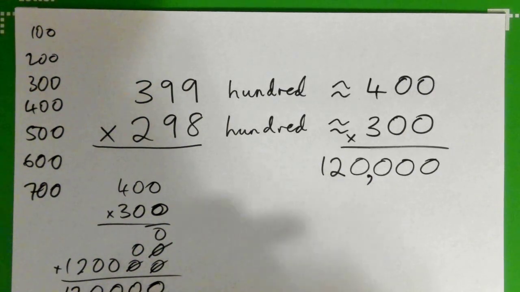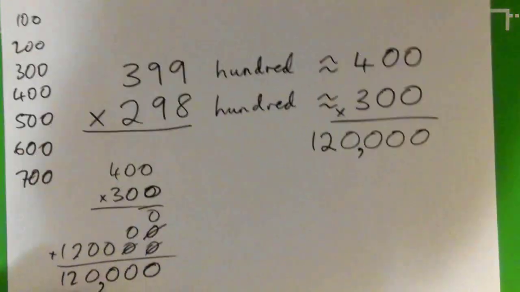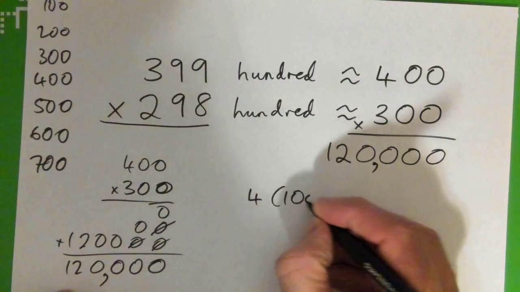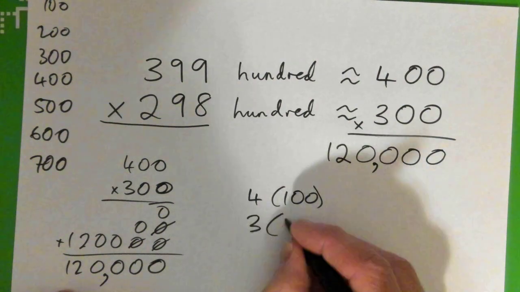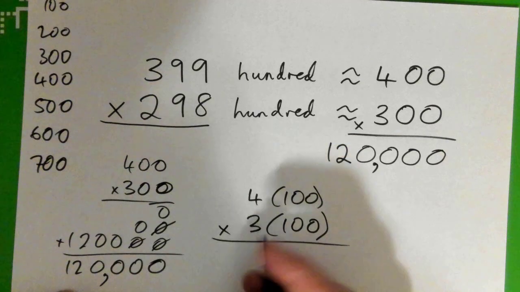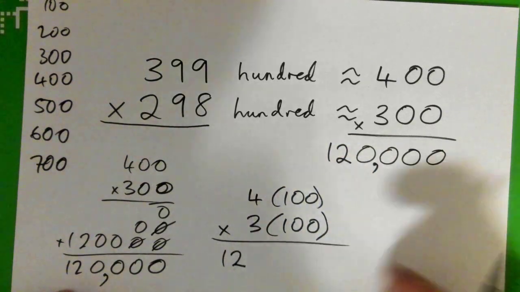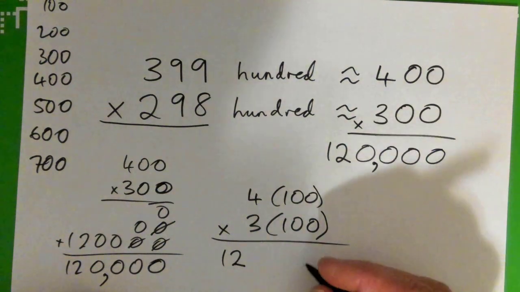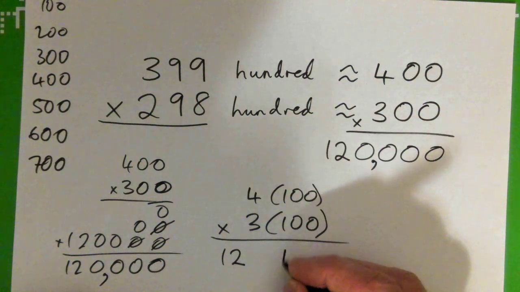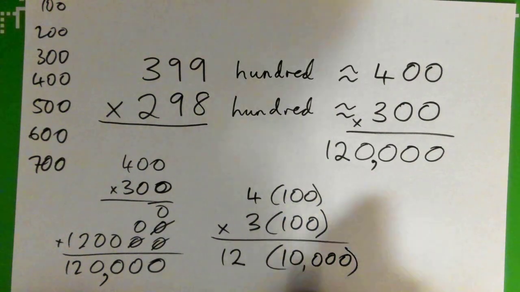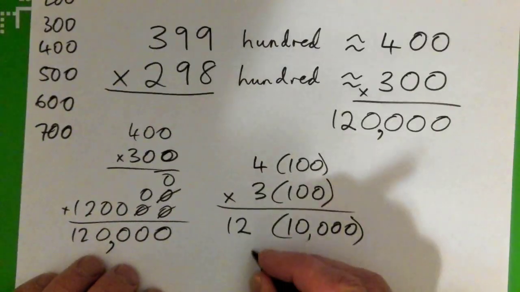So we can get it that way, or we can also say, look, 400 is 4 hundreds, right? 300 is 3 hundreds, right? So when you're multiplying, you could just multiply the 4 times 3 to get 12, and then think, okay, 100 times 100. 100 times 10 is 1,000, so 100 times 100 is 10,000. So we have 12 times 10,000, which would be 120,000.